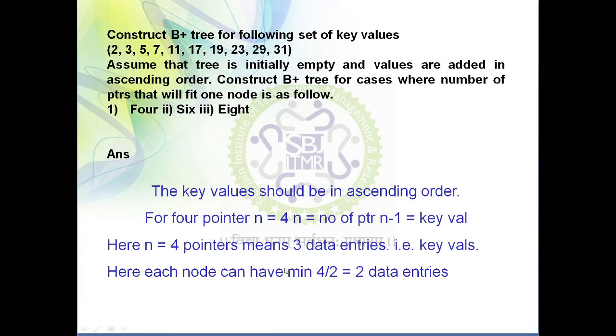Now first of all we need to calculate the minimum number of values that we can keep in a node. How can you calculate the minimum number of values that we can keep in a node? n by 2. The formula is very simple, n by 2. What is the value of n? The value of n is 4. 4 by 2, that means 2.